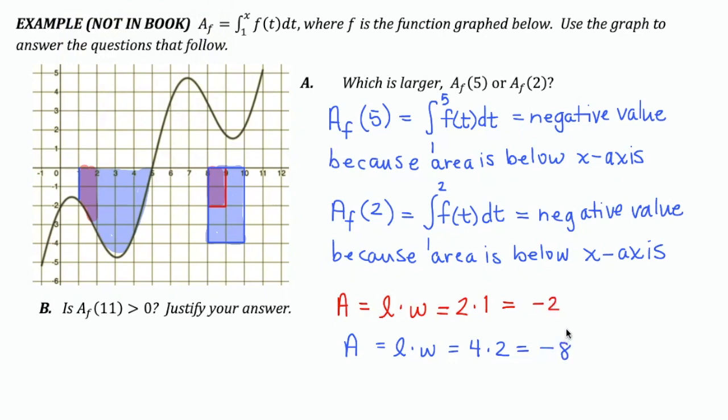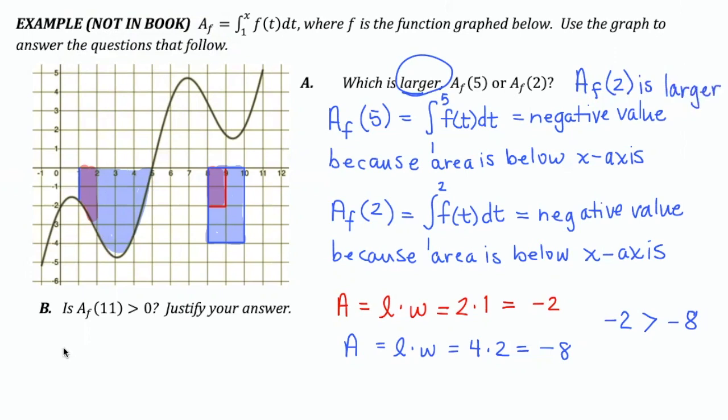Now, technically, which of these numbers is larger? Well, hopefully you know that negative 2 is bigger than negative 8. So even though the area looks smaller, because these are signed areas, that signed area below the x-axis is bigger in terms of its value than the blue signed area. So that means my final answer is A sub f of 2 is larger.